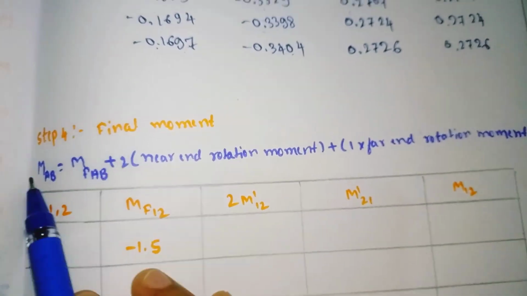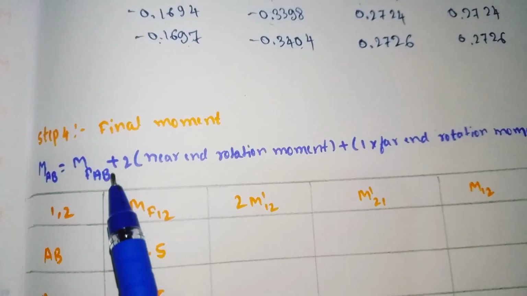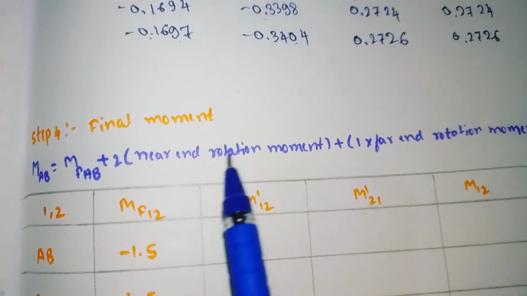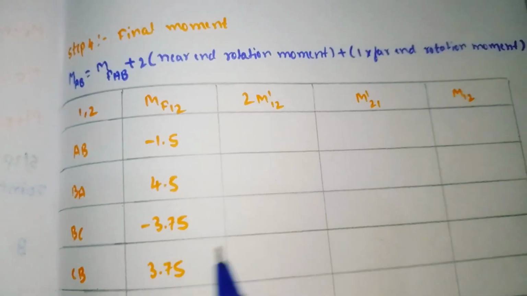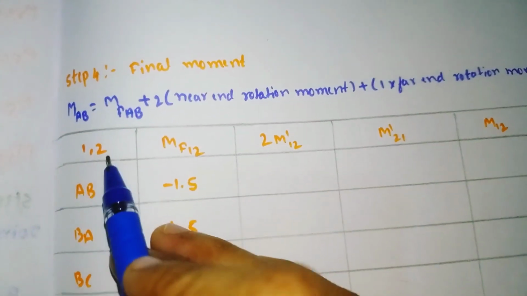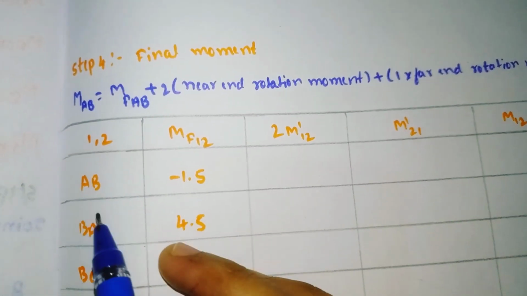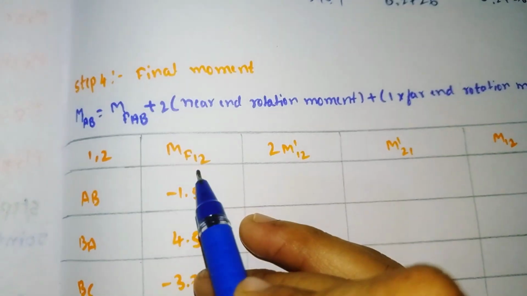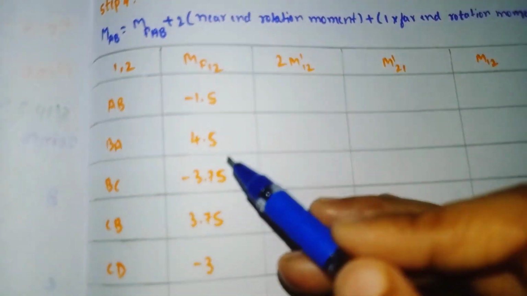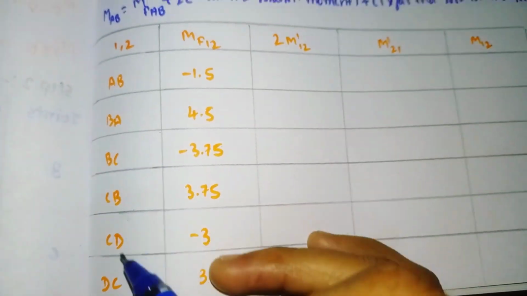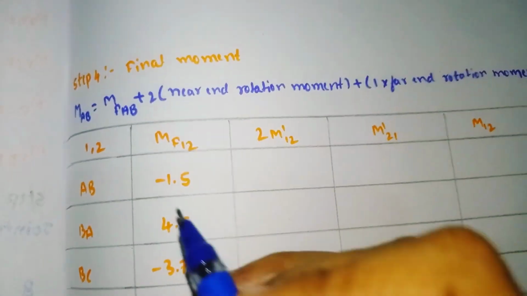For that we have the formula MAB is equal to MFAB plus 2 into near end rotation moment plus 1 into far end rotation moment. So I'm going with this method. 1 2 is nothing but our member numbers. So MF12 means fixed end moment of AB. I have written here all the fixed end moments of the corresponding members.